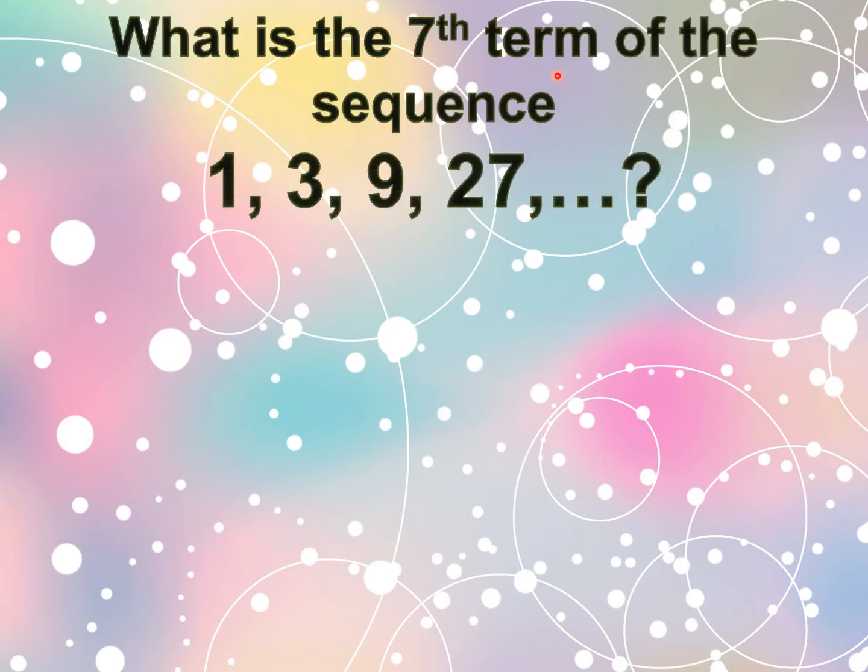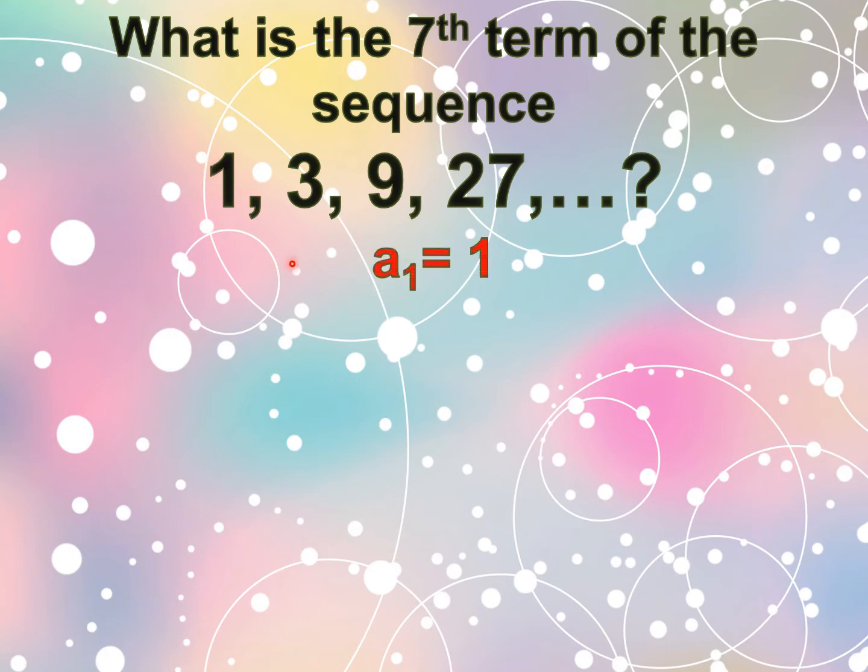Let's try to solve some problems. What is the 7th term of the sequence 1, 3, 9, 27, and so on? Since we are looking for the 7th term, the value of n is 7. First, let's identify a sub 1, or the first term. The first term is 1.